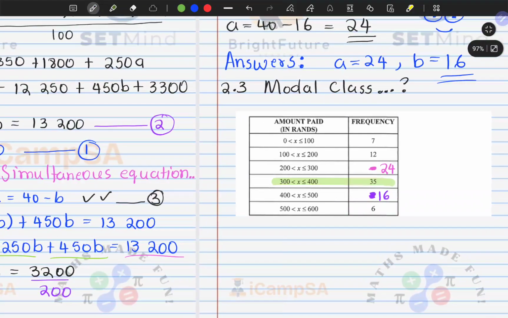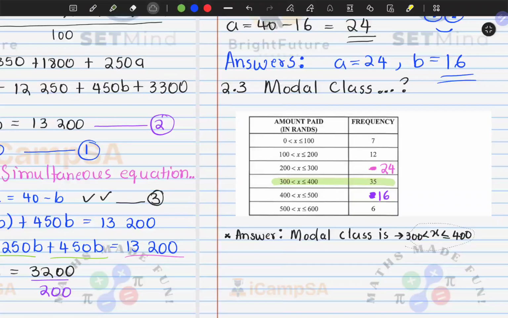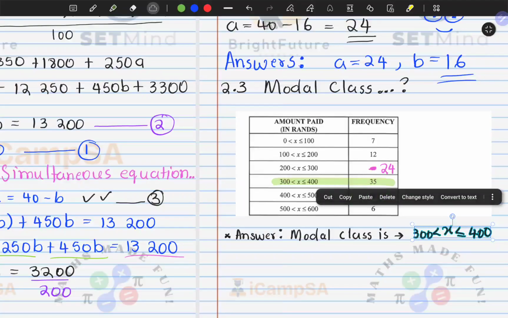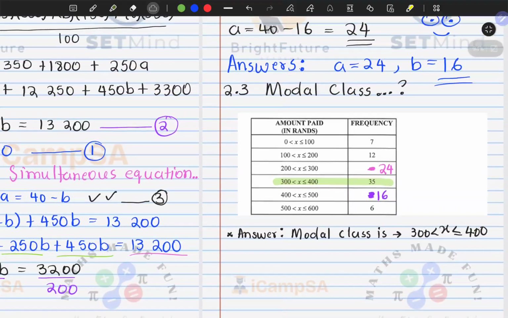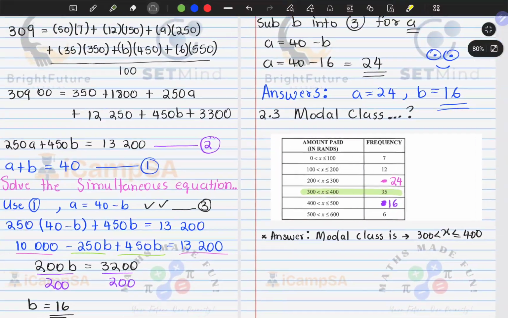So let's have a look at our answer, which is that the modal class is where x is less than or equal to 400 but greater than 300. So that is our modal class. I hope that it does make sense to you guys. It's all based on frequency.